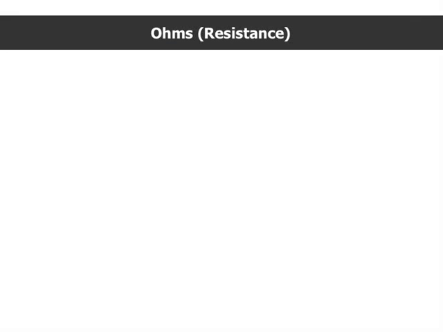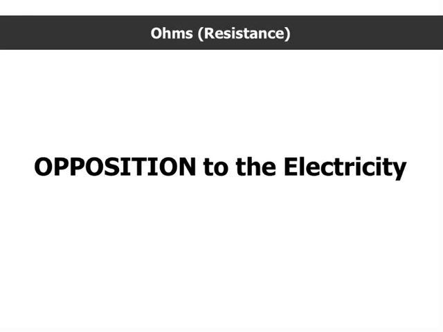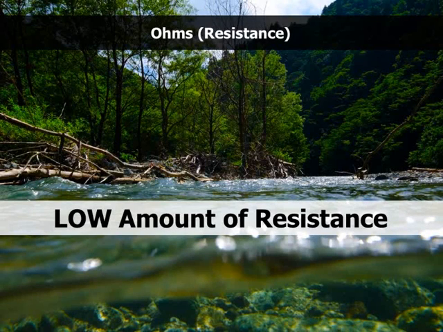Another concept is that of resistance, and this is measured in ohms. Ohms measures resistance in an electrical circuit. You could think of resistance as sort of opposition to the electricity flowing, something that's essentially slowing it down. This would be an example of a low amount of resistance. You see there's nothing really in the way except for a few branches of this particular water flowing where it is. It's going with very little resistance, very little opposition.